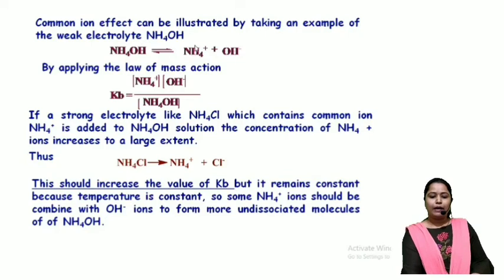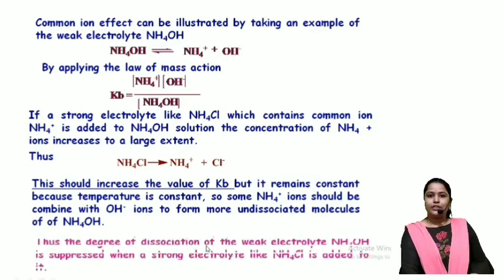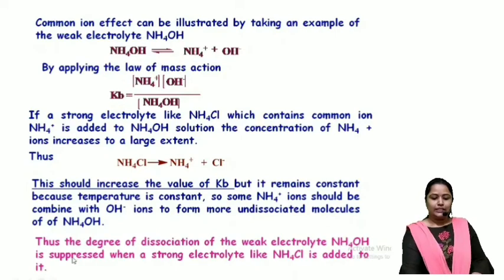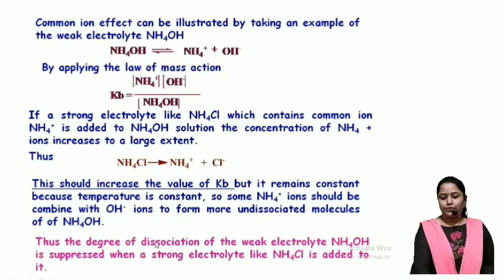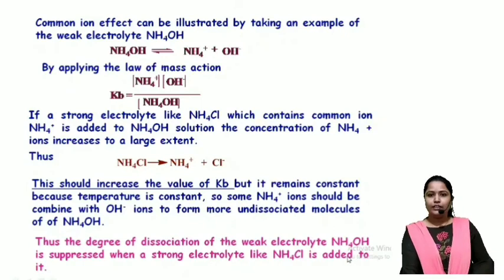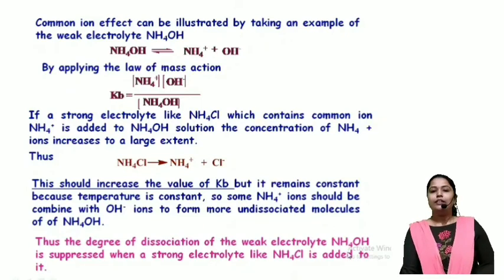Therefore, the rate of backward reaction increases, and hence the rate of dissociation decreases. It is the common ion effect. That means if the concentration of common ion increases, the rate of dissociation decreases. Therefore, we say that the degree of dissociation of weak electrolyte NH4OH is suppressed when a strong electrolyte like NH4Cl is added to the solution. This is an example of common ion effect.